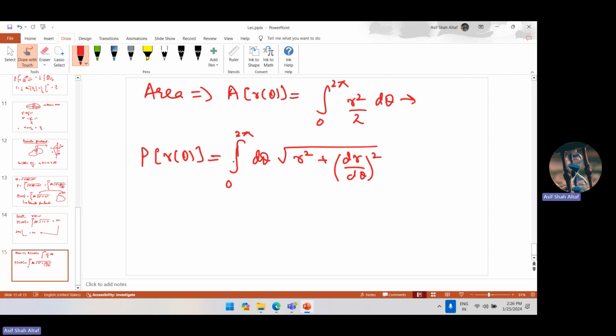So the area functional is what we call a local functional. And in this case, the perimeter, we call it a semi-local functional. So any functional which depends on some function r and its derivatives, whether first, second, third, etc., is what we call a semi-local functional. And a functional which just depends on the function is what we call a local functional.